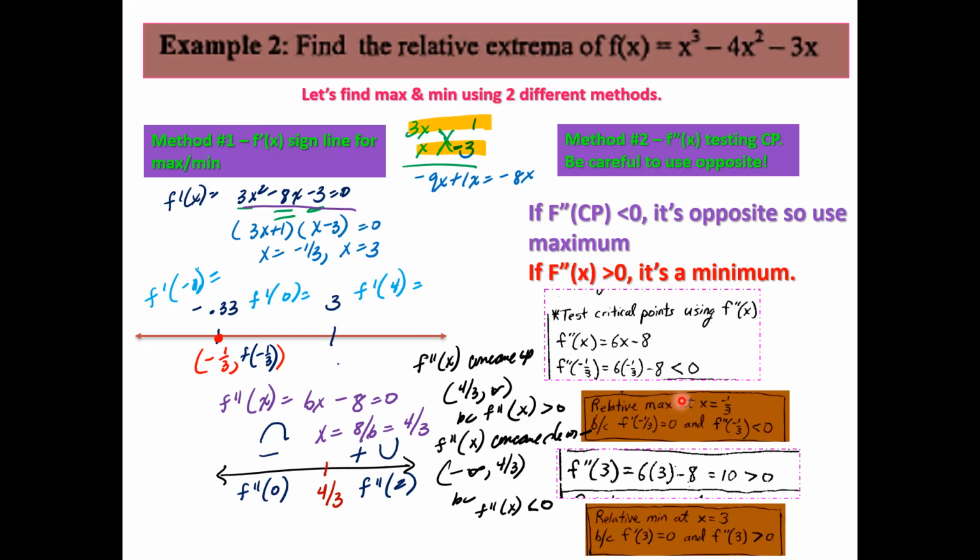So you can say relative max is at x equals negative 1/3 because f of negative 1/3 is equal to 0, and f double prime of negative 1/3 is less than 0. Similarly, you'll find your relative min at x equals 3 because when you go ahead and plug in f double prime of 3, it is greater than 0.